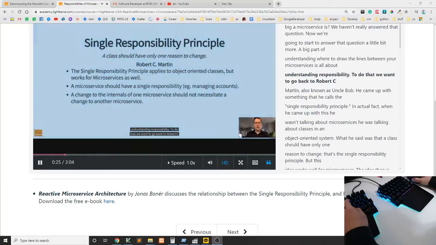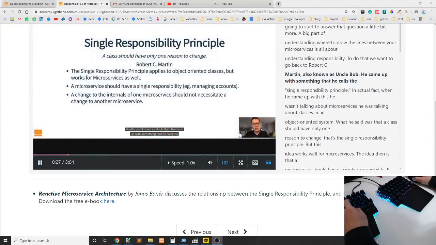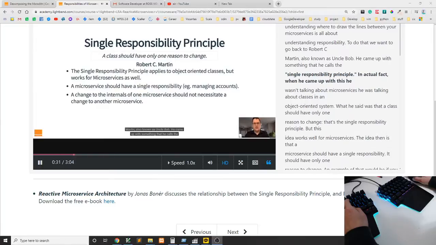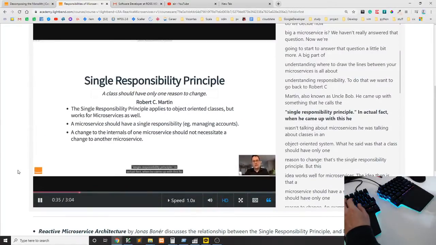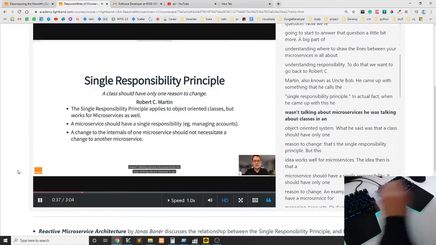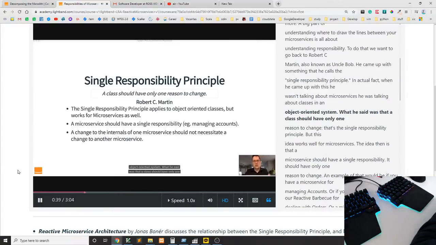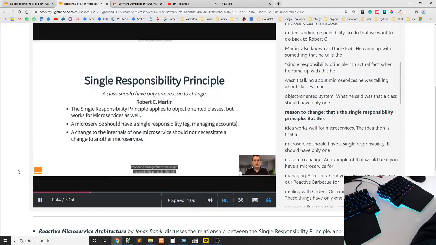And to do that, we want to go back to Robert C. Martin, also known as Uncle Bob. He came up with something that he calls the single responsibility principle. Now, in actual fact, when he came up with this, he wasn't talking about microservices. He was talking about classes in an object-oriented system. And what he said was that a class should have only one reason to change. That's the single responsibility principle.